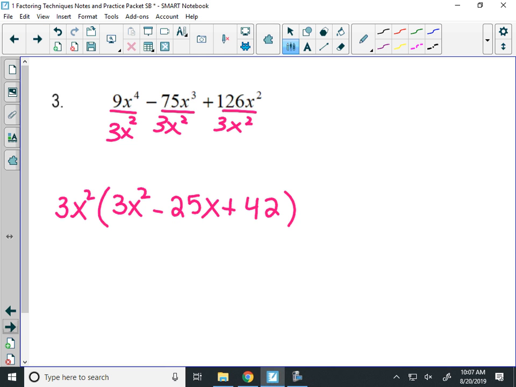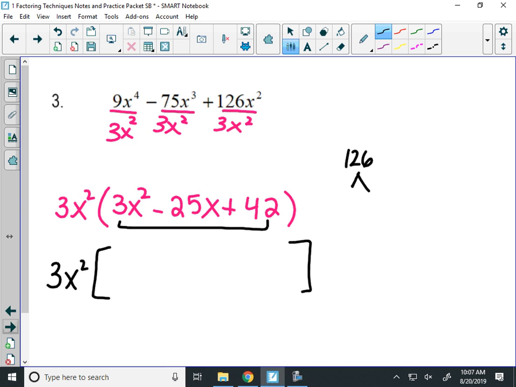Right. So now I just split the middle, just on the inside part. Okay, this 3x squared stays in front. It's just going to kind of tag along for the ride now. We're still splitting the middle just on the inner part. I have to figure out what is 3 times 42. Well, I think it's 126. We just did that. So 2 numbers that multiply to 126 and add to negative 25. Take calculators. Take a minute. If you need a strategy here, I would start taking 126 and taking 1 times 126.